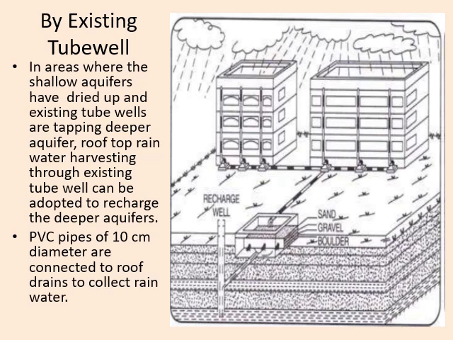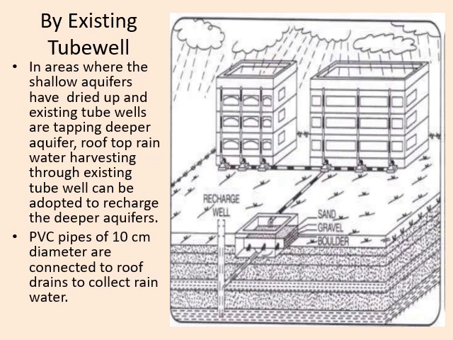By existing tube well also we can recharge, like in areas where the aquifers are shallow and have dried up, and the existing tube wells are tapping the deeper aquifer. So the existing well is at a deeper depth, while the shallow aquifer is already dried up. The rooftop rainwater harvesting through the existing tube well can be adopted to recharge the deep aquifers.